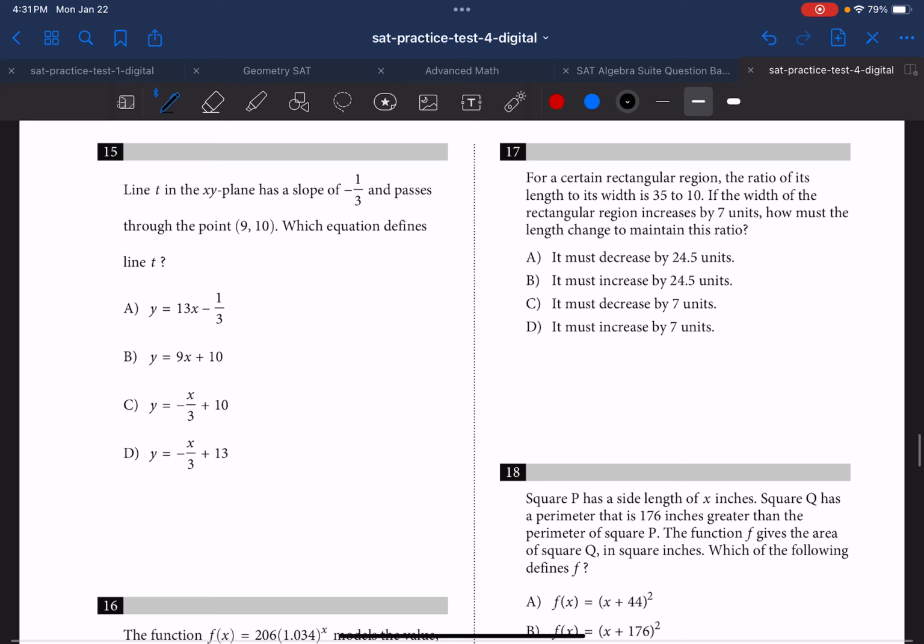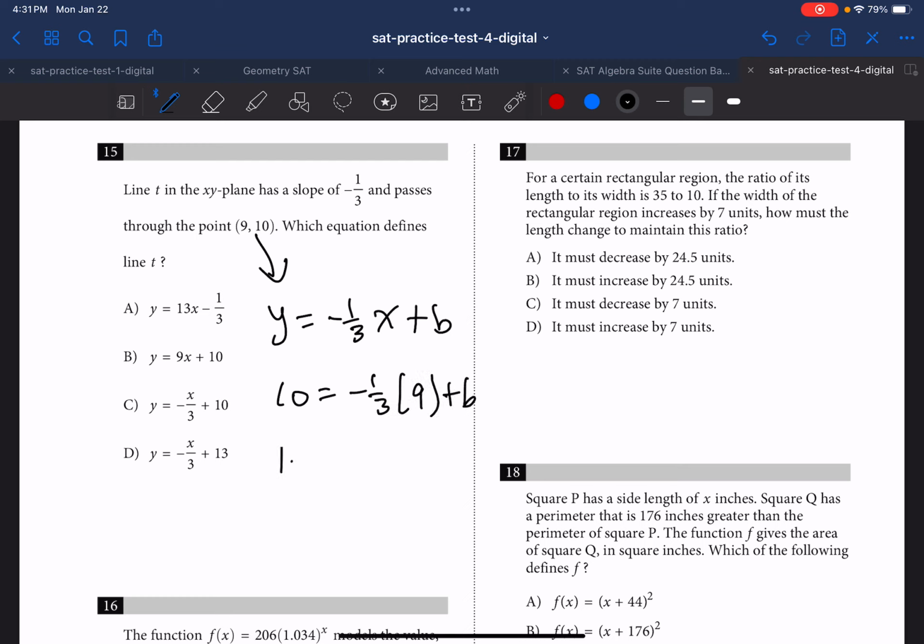Question number 15. Line T in the xy-plane has a slope of negative 1 over 3 and passes through (9, 10). So this is pretty straightforward. y equals negative 1 over 3 x plus b, and we plug it in here. 10 equals negative 1 over 3 times 9 plus b. So 10 equals negative 3 plus b, and b would equal 13 when you add 3 to both sides. So our final answer is C. Nope, my bad, D.